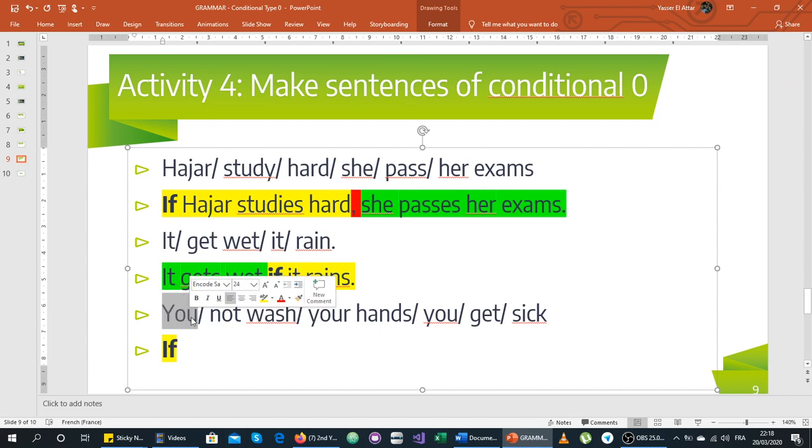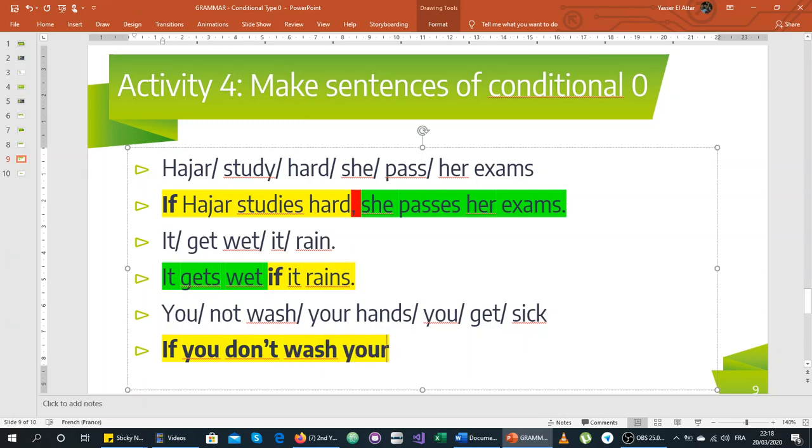Okay, if, then the subject, which is you. And here we have negative form. Negative form with you in the simple present is don't. And the verb is wash. Your hands. Sorry, so here we started with the main clause, so we didn't add any comma. But in this sentence we started with the if clause, and we said when we start with the if clause we add a comma. So I will just add a comma here.